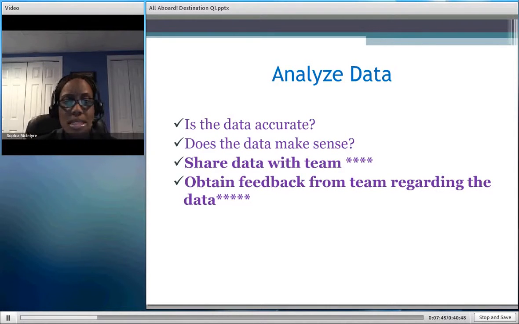Quality improvement is not an individual process, it's a group activity. So when you're looking at this information and this data, you want to be able to share with your team. And this is crucial because you want to obtain feedback from your team regarding the data. They are able to help and assist you in the quality improvement process if you're sharing that information. Often as providers, our counterparts, our teams, may have information that we are not privy to that can help us in the improvement process. So it's important that you're not working in a vacuum alone when you're looking at this data.